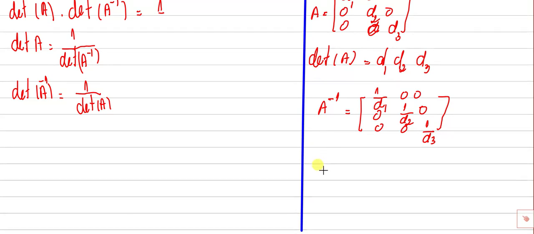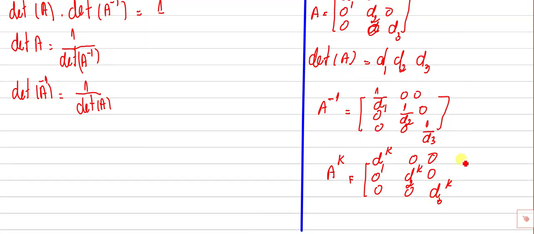And I just write about A power k is equal to D1 power k, 0, 0, 0, D2 power k, 0, and 0, 0, D3 power k. This is a special matrix. Special matrix, it means I just take only the diagonal matrix to explain.